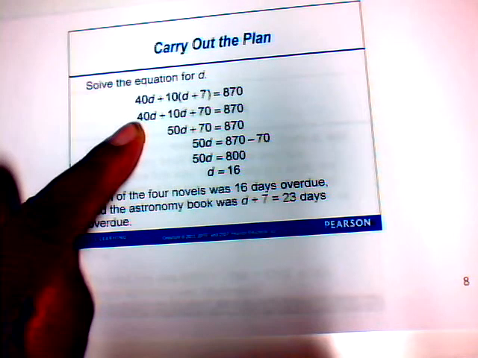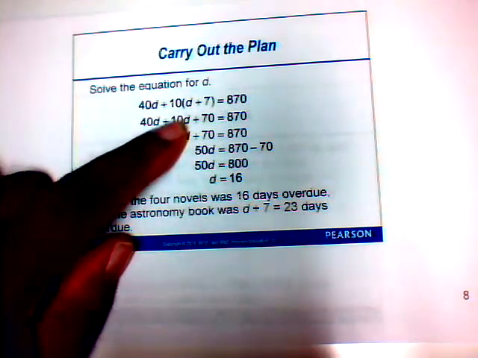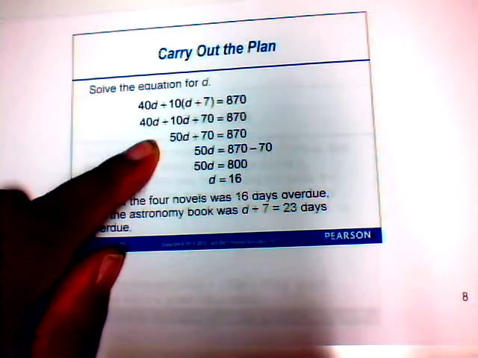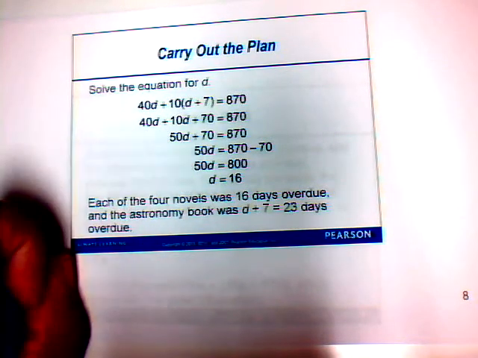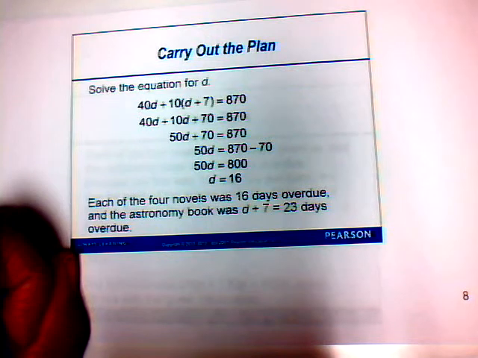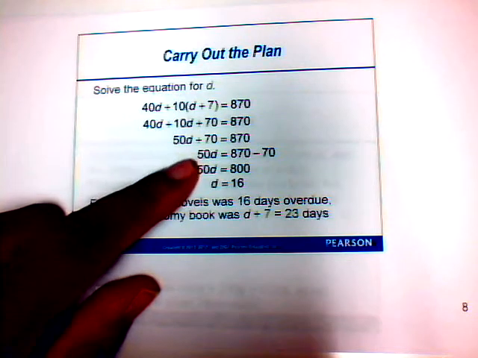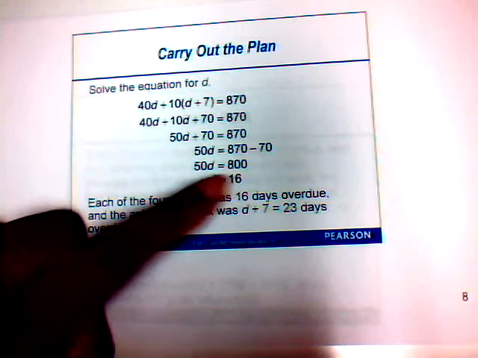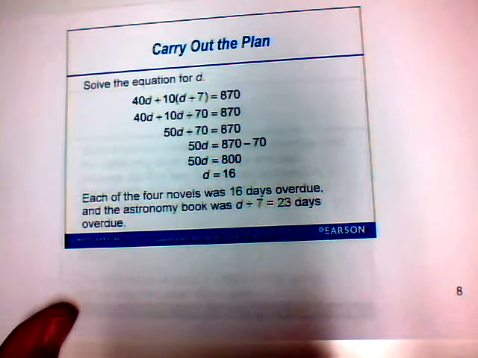Now here we use the distributive property. We bring down the 40D, and then 10 times D, that's 10D, plus 10 times 7, that's 70. That's equal to 870. Then on the next line, we combine like terms: 40D plus 10D is 50D. So you have 50D plus 70 is equal to 870. Then you're going to subtract 70 on both sides, so you have 50D is equal to 870 minus 70, so 50D is going to equal 800. Divide both sides by 50, and you're going to get D is equal to 16.